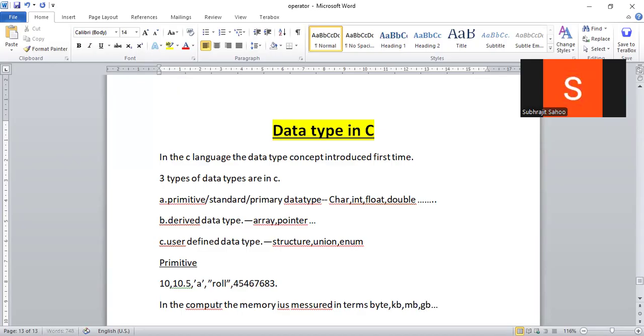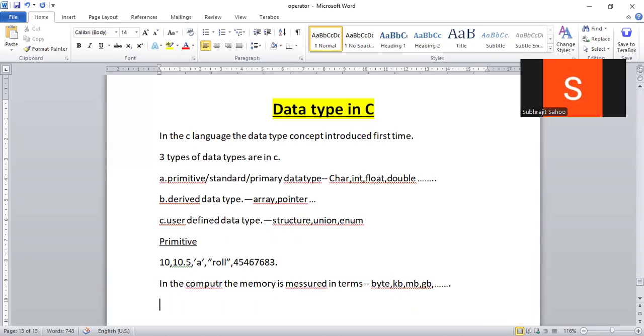Some memory measurements are there. Everything has a measurement: mass, length, time, velocity, like this. Some measurement unit is there. In the same way, memory utilization is also measured in terms of this terminology: byte, kilobyte, megabyte, gigabyte, right? Terabyte, TB is the short form. Like this, we can say it is the unit of memory measurement, right?